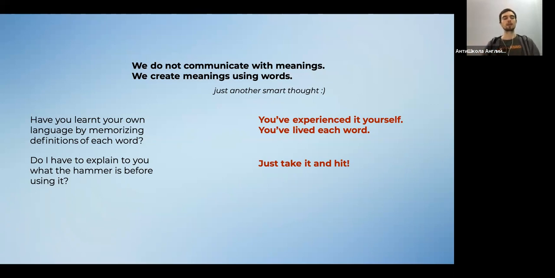It's like when you have a bike in your garage, but the only thing you do is open the garage and look at your bike and then close it and never use it. It's the same here: you only have the meaning, but never use the word. So let's try teaching not only meanings.